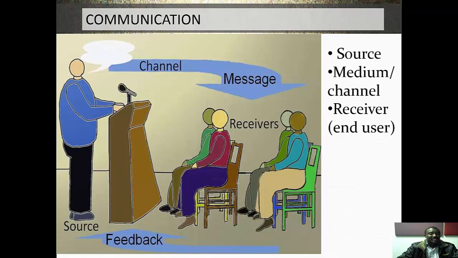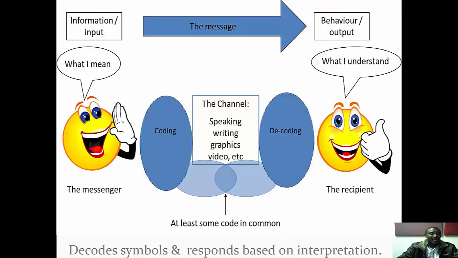The elements in communication are the source, the medium or the channel, then the receiver, which is the end user, and then, of course, the feedback. The sender or the source of the message is able to get a response from the receivers or recipients as to whether they understood what he has said or not.